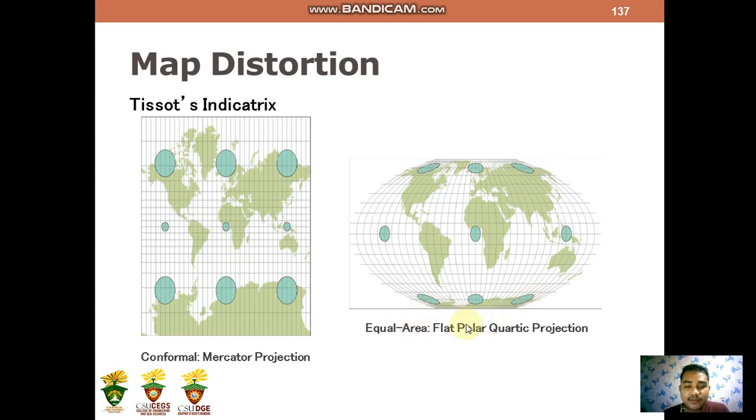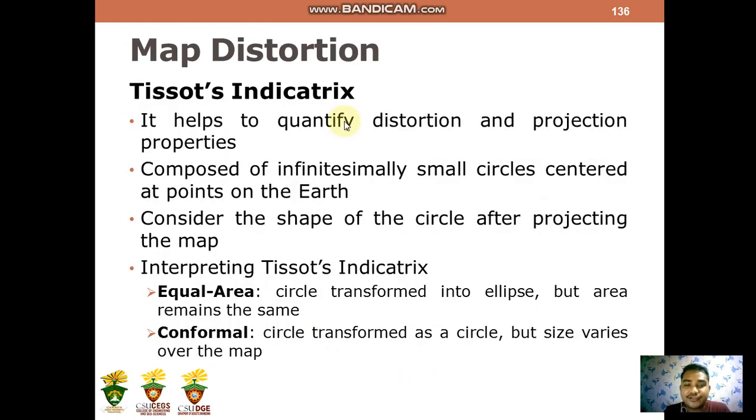As for the equal area or flat polar quartic projection, same circle here, but when we put it at the bottom or at the top, its form changes. When we put it in two dimensions, it varies, so there is distortion. So the Tissot's indicatrix will help us to quantify the distortion and the projection properties, whether what is preserved is area, form, distance, or direction.